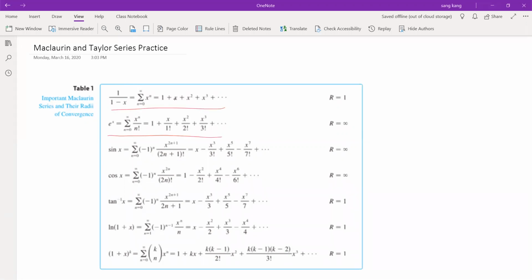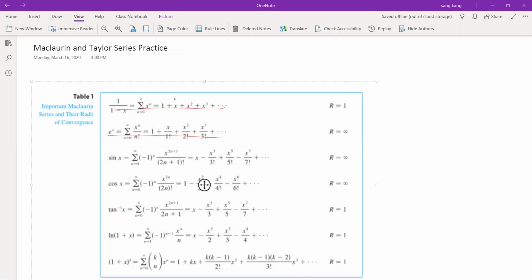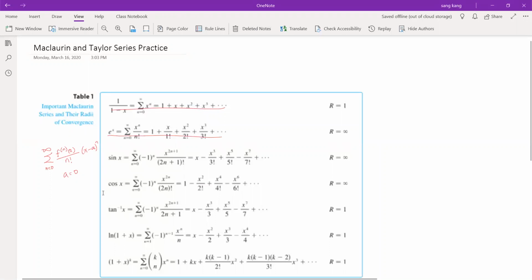We derived e to the x, sine of x and cosine of x. The easiest way to derive them is using the general formulation: the nth derivative evaluated at a over n factorial, times x minus a to the n, n equals 0 to infinity. This is basically the brute force way of coming up with the Taylor and Maclaurin series. Of course, for Maclaurin series, a is centered at 0. And that's how you would find sine and cosine.